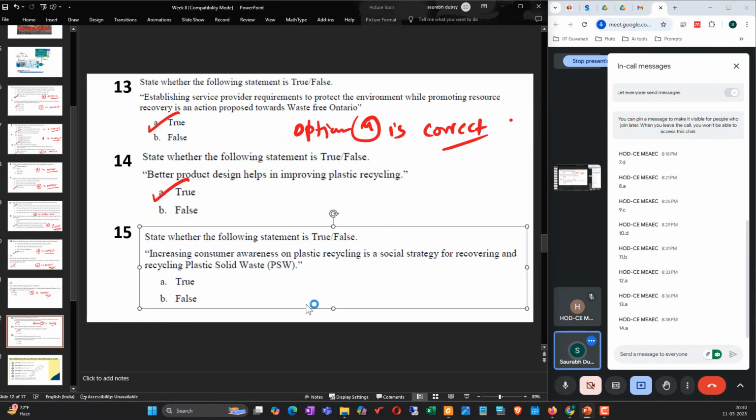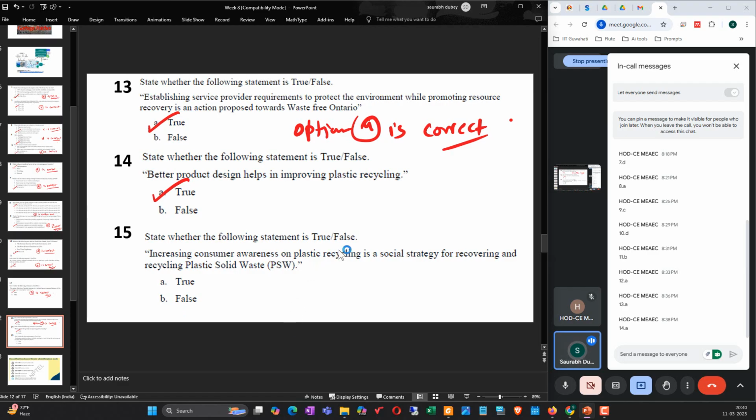And the next question is, state whether the following statement is true or false. Increasing consumer awareness on plastic recycling is a societal strategy for recovering and recycling plastic solid waste, PSW. Is it true or false? Increasing consumers' awareness on plastic recycling is a social strategy for recovering and recycling plastic. It's true, no?